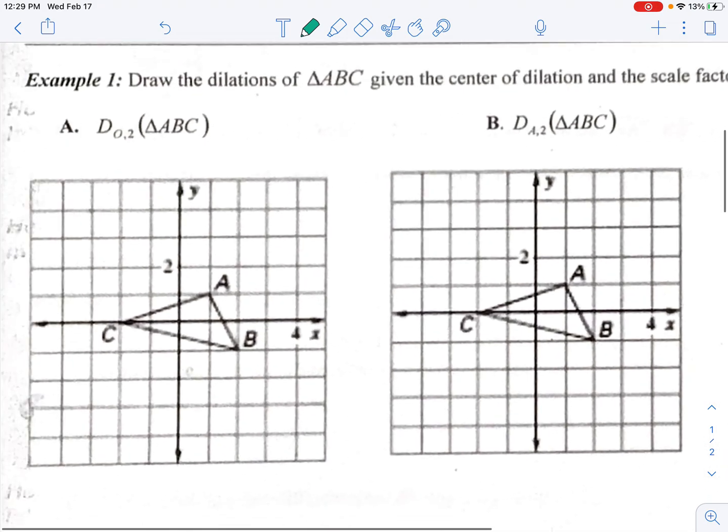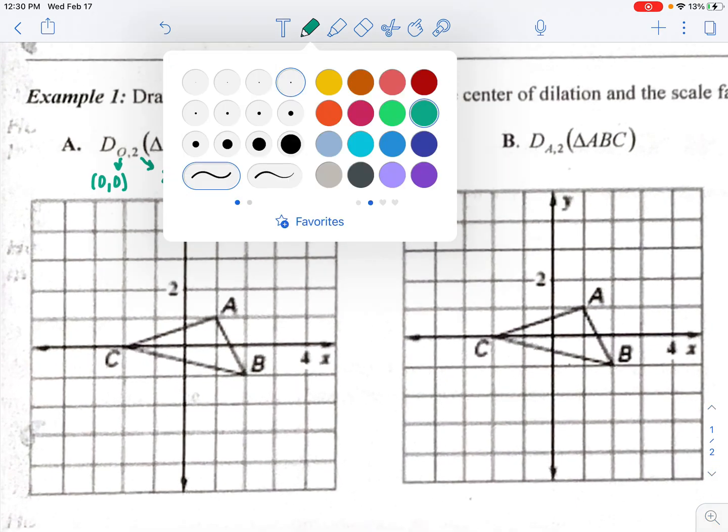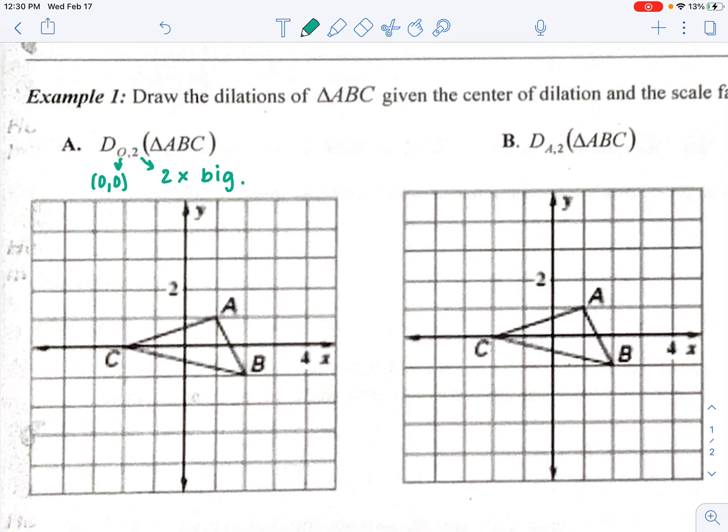So example number 1. It says a dilation of O, which means it's around the origin, (0, 0), with a scale factor of 2, so that means it's going to get 2 times bigger. What I do here is put an X on the center of dilation. The center of dilation is (0, 0), the origin. Then we count how far away each of those points are, and we make those distances 2 times as big.